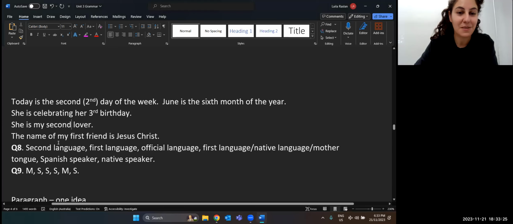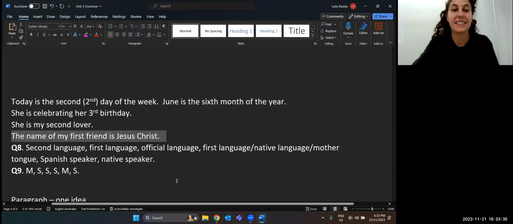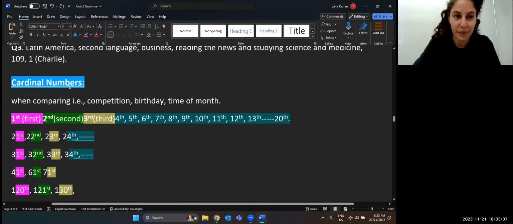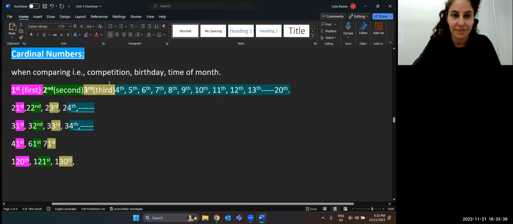This was an example from one of my students. The name of my first friend is Jesus Christ. Okay, so that's how we use these cardinal numbers. Very different to just normal numbers.